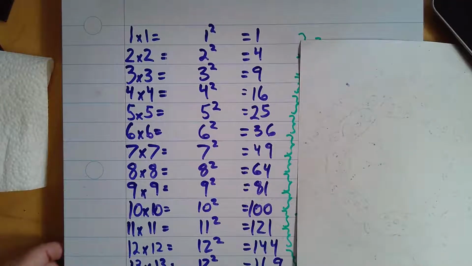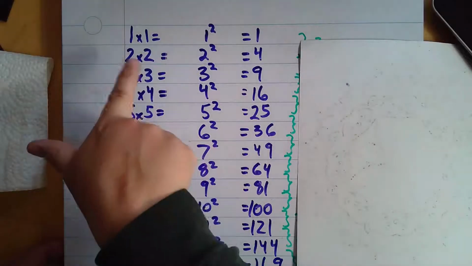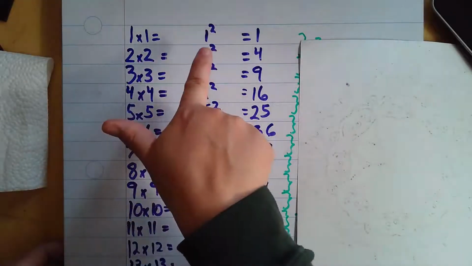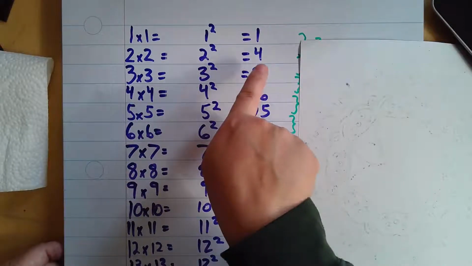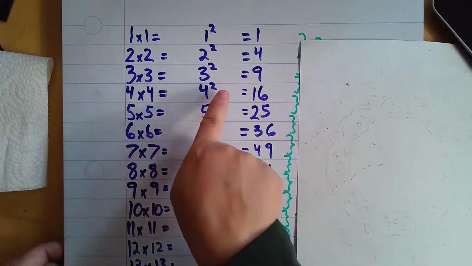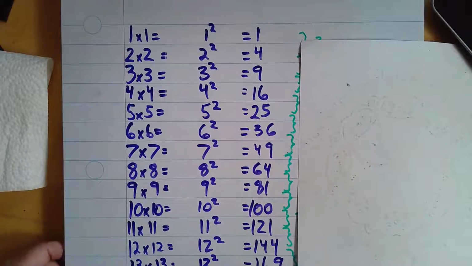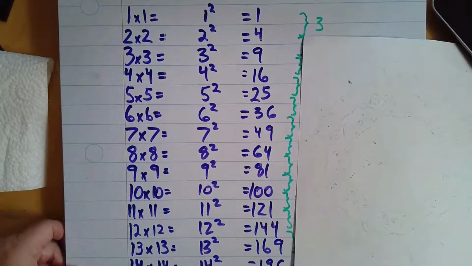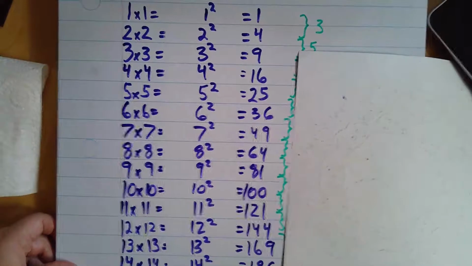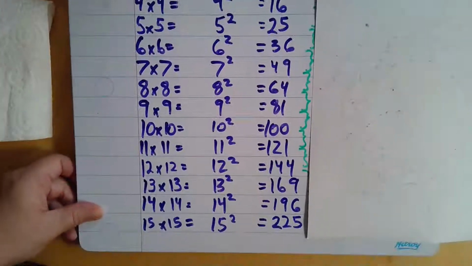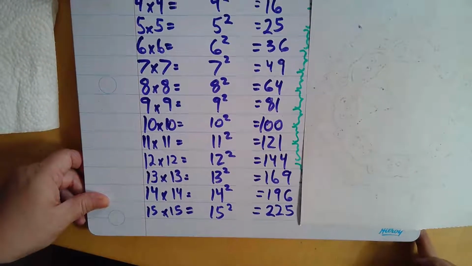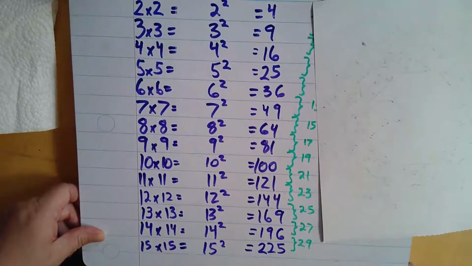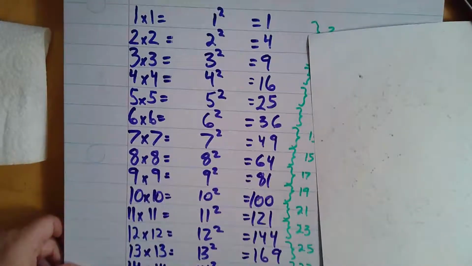Our first one here is the same, 1 times 1, which is 1 squared, which equals 1. 2 times 2 is 2 squared, which equals 4. 3 times 3 is 3 squared, which equals 9, and so on, going all the way down the list. And I expect you to be able to memorize all the way up to 15 squared, which isn't fitting all on one page right now, unfortunately. That's okay.